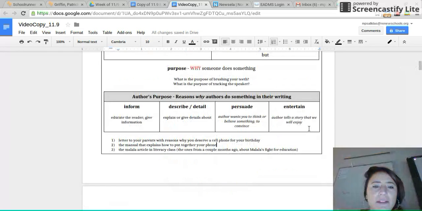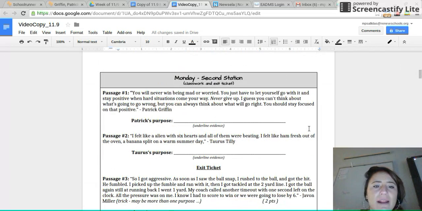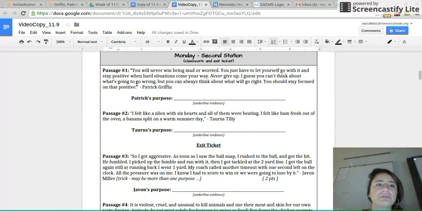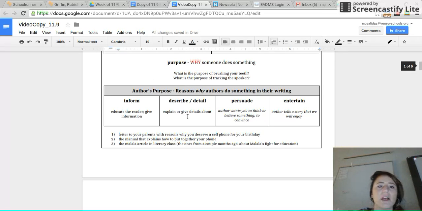So now that you have done this, I'm going to read them out loud, flip to the passages, and you're going to identify the purpose. One thing we're going to push to work on is to not just give the purpose by using these four words. I actually want you to use the entire purpose. So for example, a letter to your parents with reasons why you deserve a cell phone for your birthday. The purpose is to actually persuade them to get you a cell phone, not just to persuade. So whenever we talk about author's purpose, you want to give the whole thing.